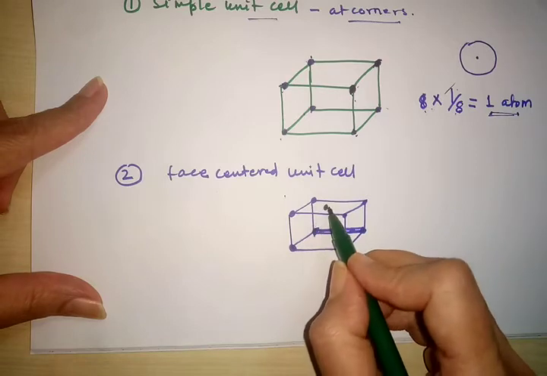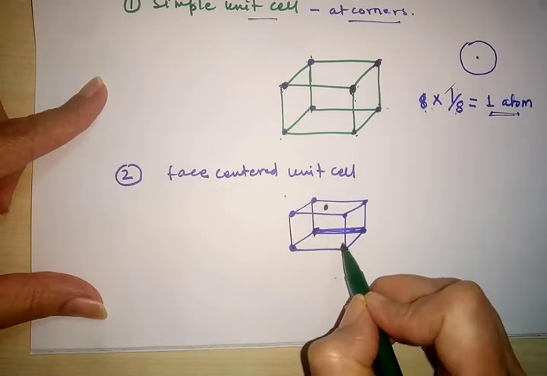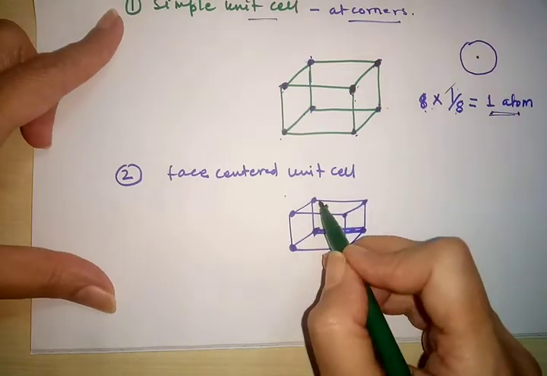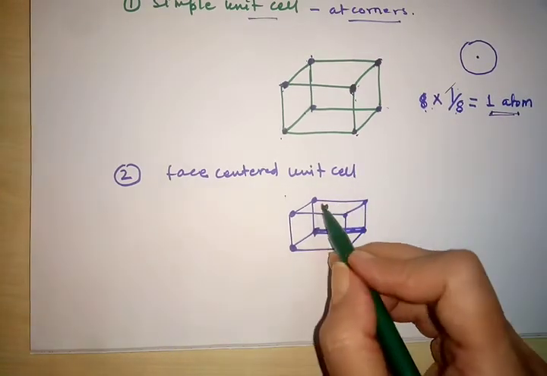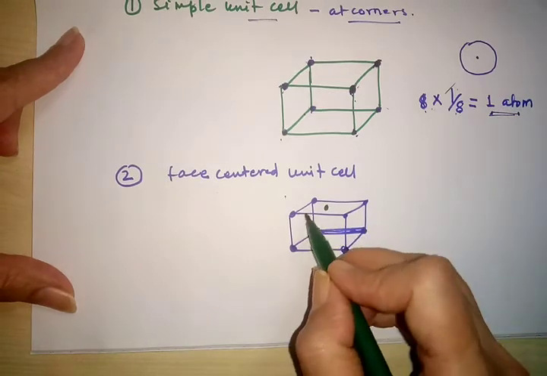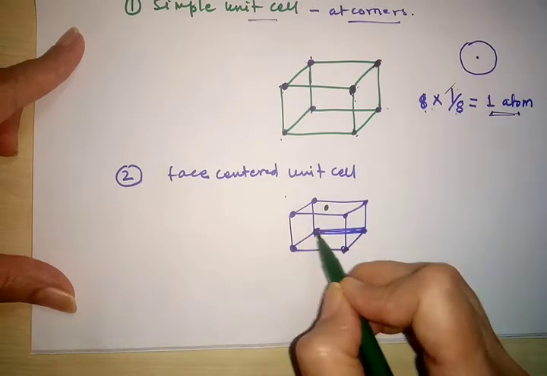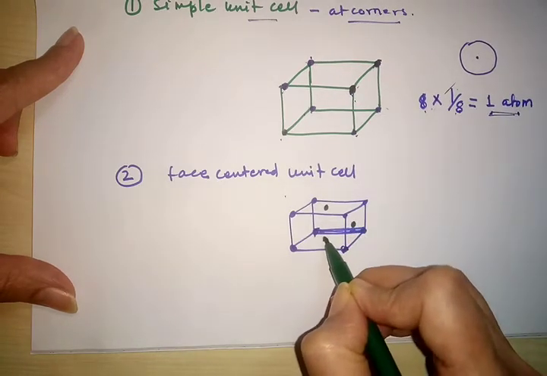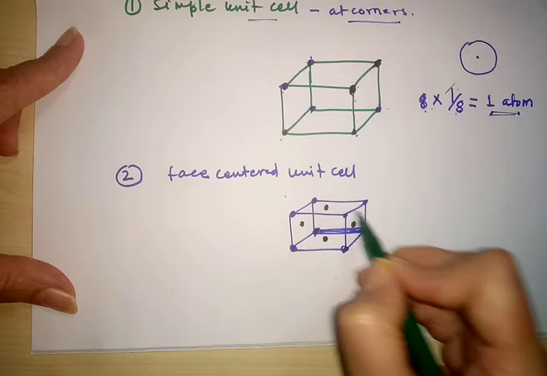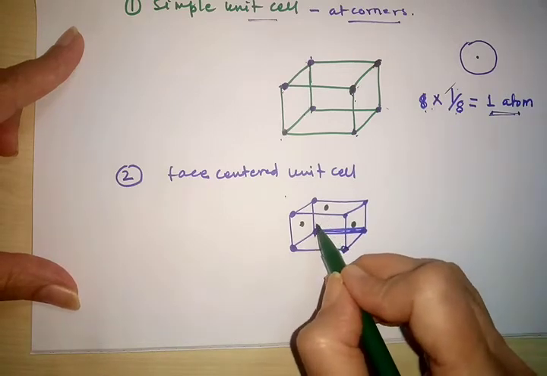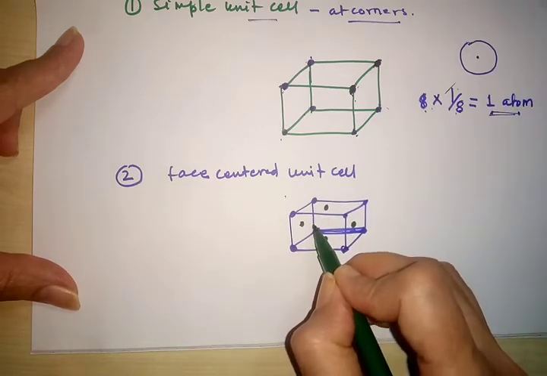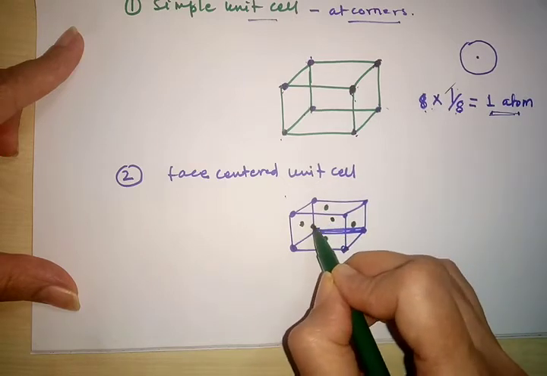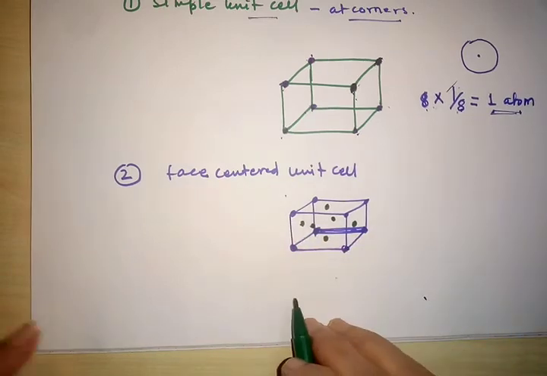So there are 6 faces: 1, 2, 3, 4, this facing towards us, and the face which faces away from us, 5 and the 6th one. So these are the 6 faces. It has the constituent particles situated at the center of the 4 faces, and in addition to this, at the center of the face on the back side. So this is the situation.